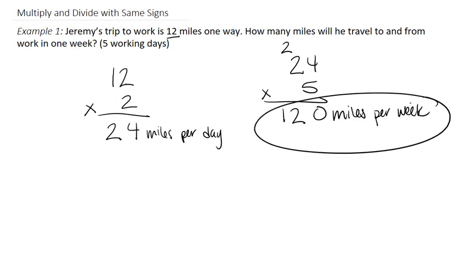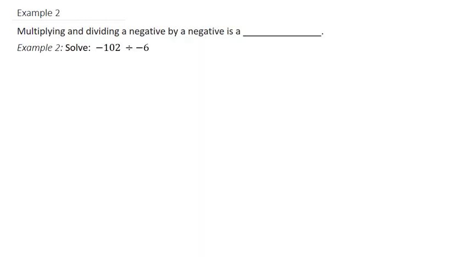Let's do another example. Example 2. But before we do example 2, let's go over something. When we multiply, or say we're dividing a negative by a negative, it is positive. So let's look at this example. So with this example, we see we have a negative number here being divided by another negative number. So this means our solution will be positive.